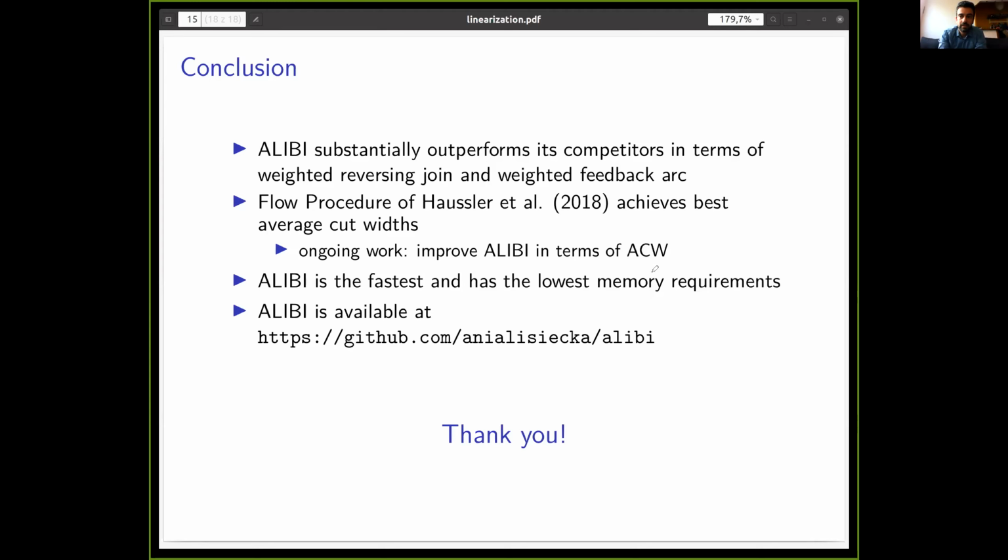Generally, I would say that linearization is then Dagifying the graph. That is the optimal situation, the situation when we will obtain no feedback arc and no reversing join. Then we will obtain a DAG. However, it is not always possible, and so our algorithm tries to minimize the number of feedback arcs and reversing joins.